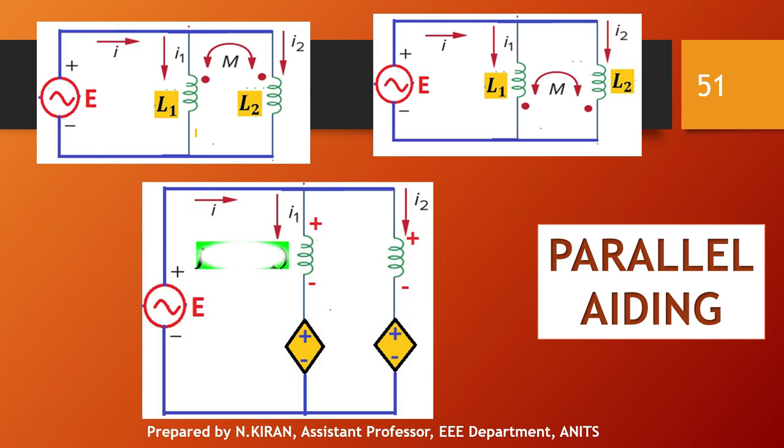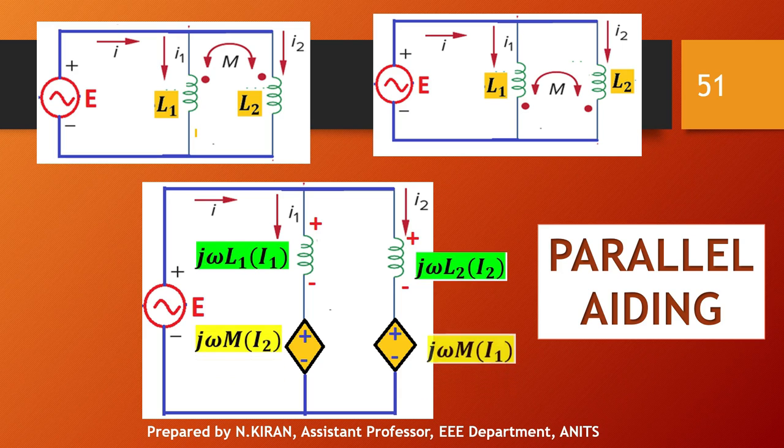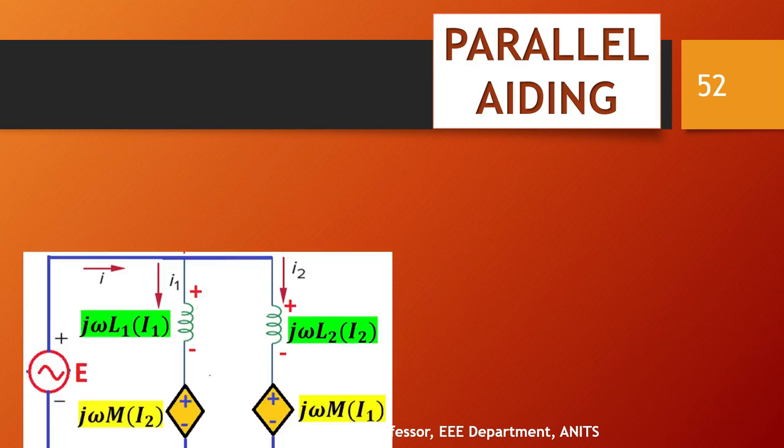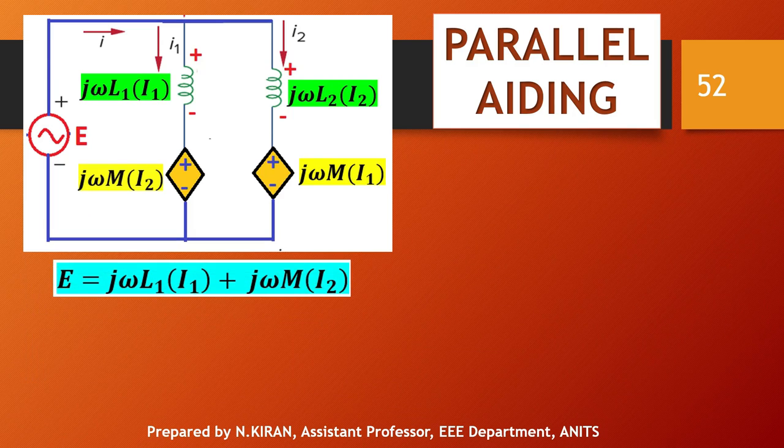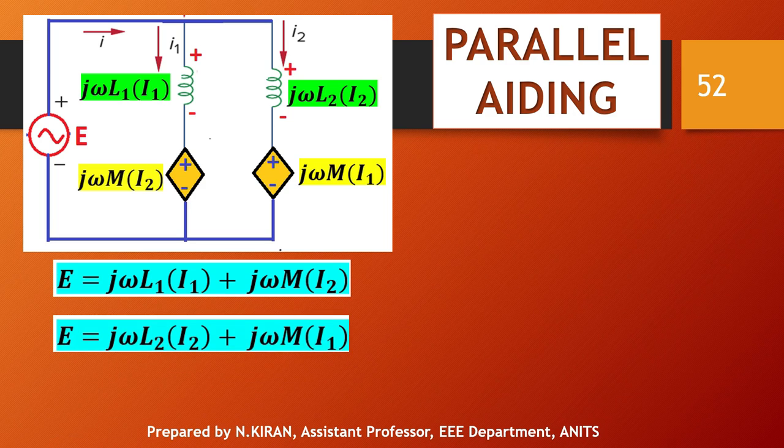We know the expressions for self-induced EMF as well as mutually induced EMF. As in the previous case, here the current is not the same. Since it is parallel, the currents are I1 and I2 respectively. That is why the expressions will have terms in I1 and I2. Then applying KVL, or since the branches are in parallel, I can write E is equal to j omega L1 I1 plus j omega M into I2. I can also write E is equal to j omega L2 I2 plus j omega M into I1.